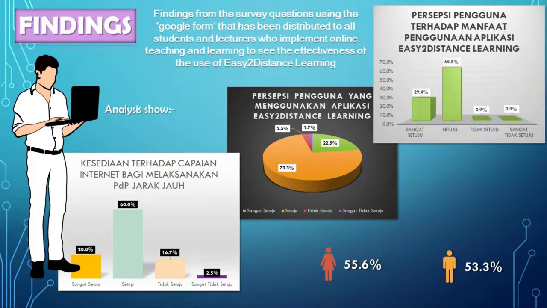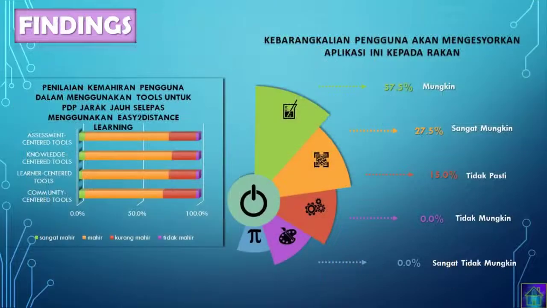73.3% of users think using the Easy2Distance Learning application is easier, more effective and systematic, and the teaching and learning will be implemented based on internet speed in their respective areas. 68.8% of users assume the Easy2Distance Learning application is beneficial because it saves time and cost. After using the application, users make a choice of tools that are useful to them. The survey shows knowledge-centered tools get the highest choice, followed by assessment-centered tools and student-centered tools. As for the probability of users recommending this application to a friend, 85% of the majority of users choose to recommend it.